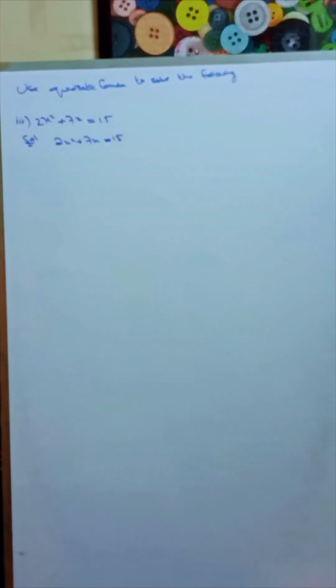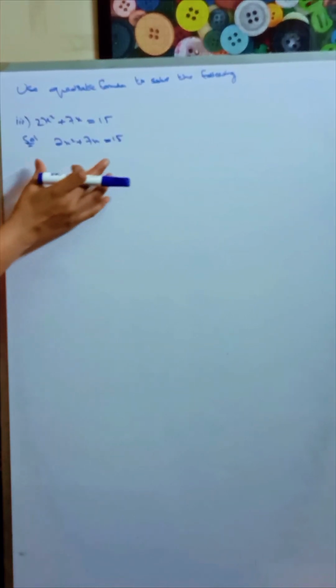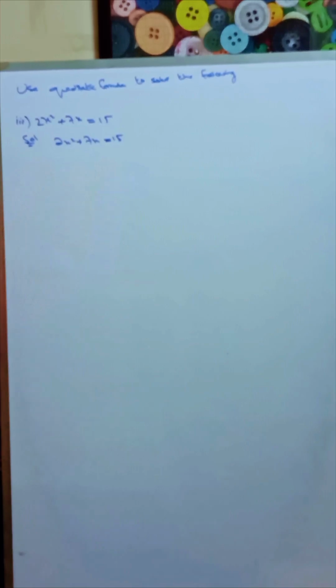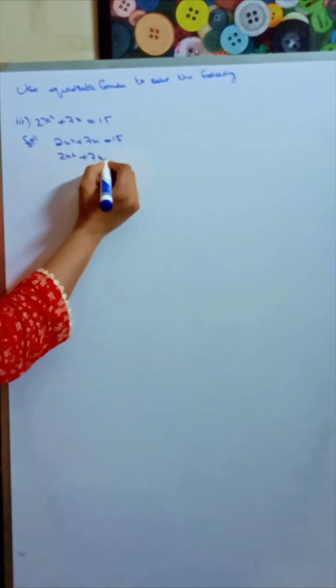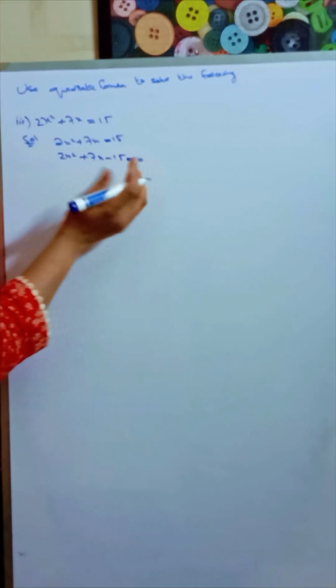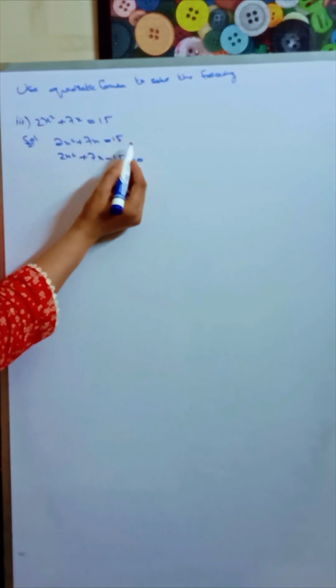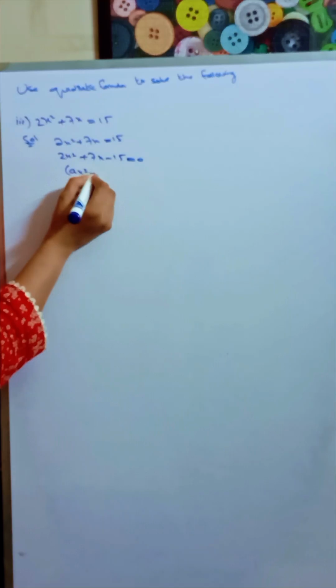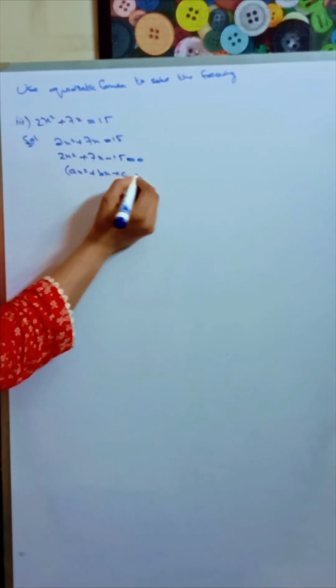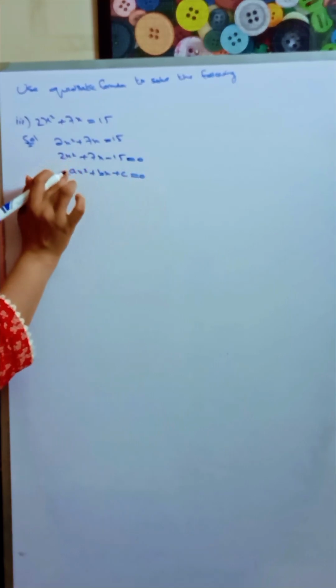Question: 2x² + 7x = 15. Solution: as you know, whenever you see such a question, you have to convert it into the standard form, that is ax² + bx + c. So it becomes 2x² + 7x − 15 = 0, because we have to move the right-hand side to the left-hand side to make it ax² + bx + c = 0. I hope it's clear.